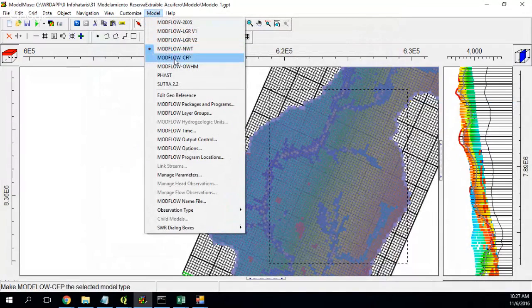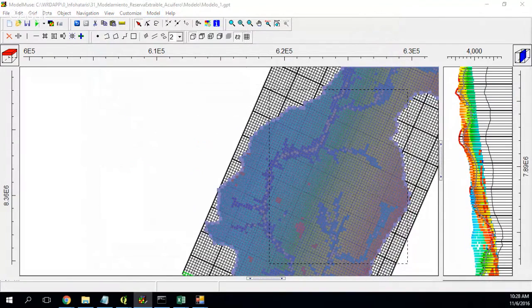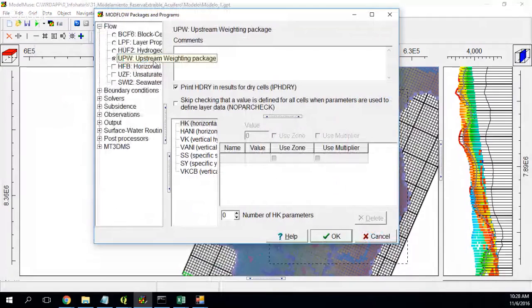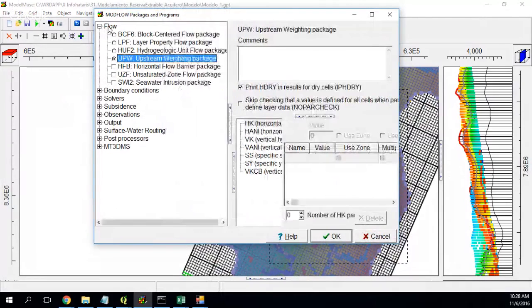For example, NWT has in packages and programs the Upstream Weighting package as the flow package. But if you use MODFLOW 2005, most probably you will use this one, the Layer Property Flow package. If you deal with a saturated flow zone, then you have this one. Here you start the unsaturated flow part, and here you can fix the seawater intrusion.